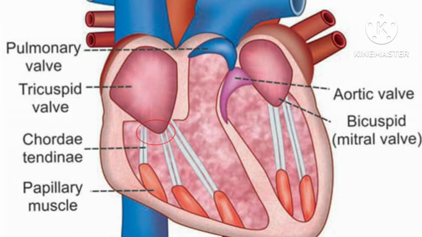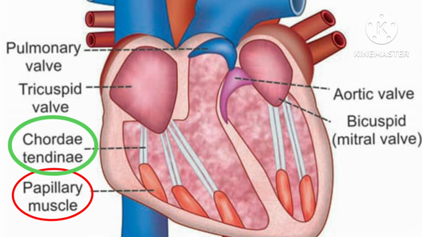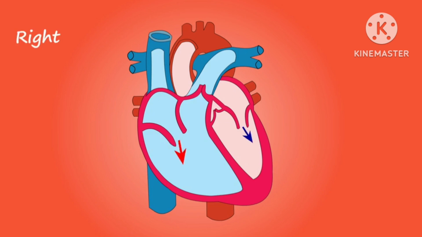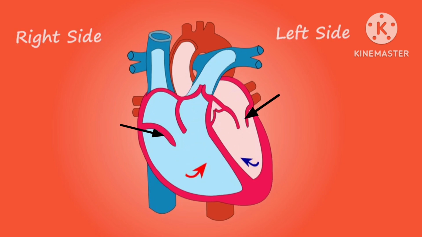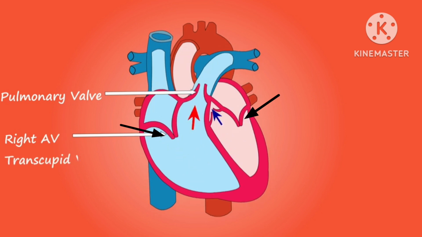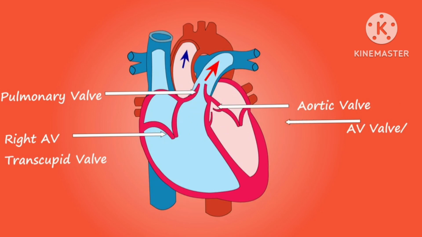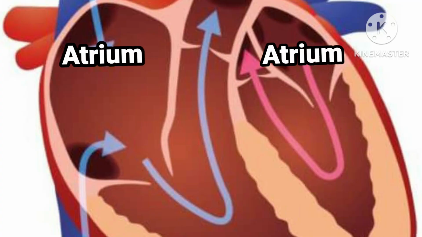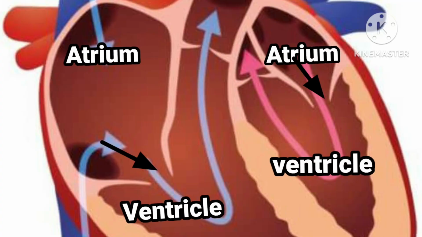These cusps are attached to a papillary muscle arising from the inner surface of the ventricle by chordae tendineae. So when this papillary muscle contracts, the atrioventricular valves close to prevent backflow of blood from the ventricle to the atrium during ventricular contraction. Thus, the general function of the atrioventricular valve is to allow flow of blood from the atrium to the ventricle when they open and prevent backflow of blood from the ventricle to the atria when they close.